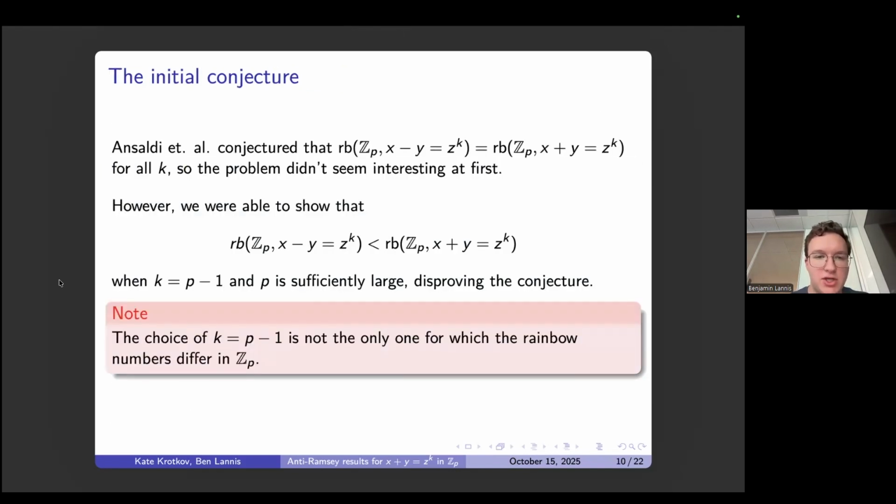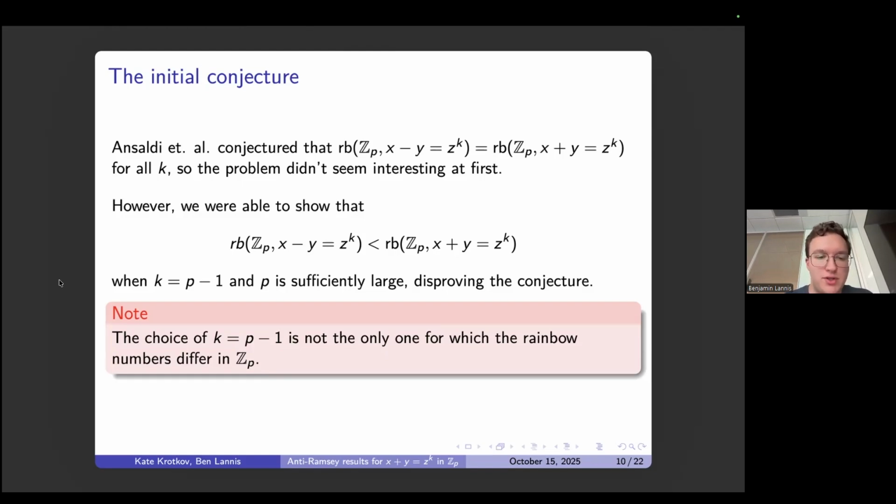So really the main conjecture of Ansaldi et al. that motivated our research project was that they conjectured that the rainbow number for the equation with the minus sign is equal to the rainbow number for the equation with the plus sign for all positive integers k. So at first the problem didn't seem very interesting. However, we were able to disprove this. And in fact, if you choose k to be p minus 1 and you take p to be sufficiently large, it doesn't need to be terribly large, I think as long as p is at least 7, you're fine. Then the rainbow numbers are different. And in fact, the rainbow number for the equation with the plus sign will be bigger. And something that I'll quantify on the next slide is exactly how much bigger.